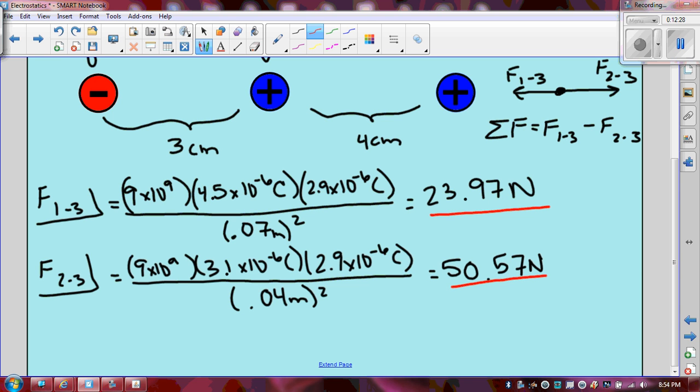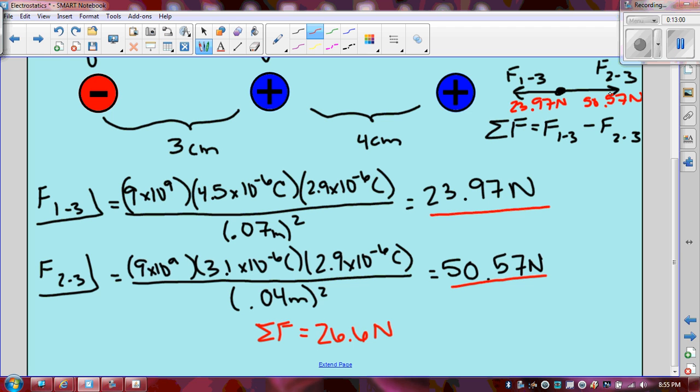Now remember, these forces are opposing each other. So the force that's pulling to the left is the 23.97. And then the force pushing to the right is the 50.57. And so since they're opposing each other, we need to take the difference between the two. So my sum of the forces, or my total force, if you will, is going to be the difference between those two, and that is 26.6 newtons. Notice I have the absolute value because I just took the difference between the two numbers.